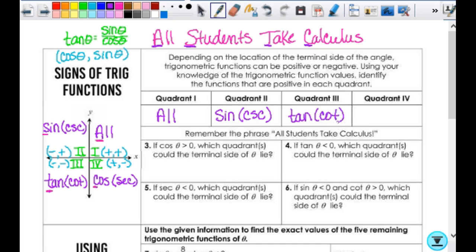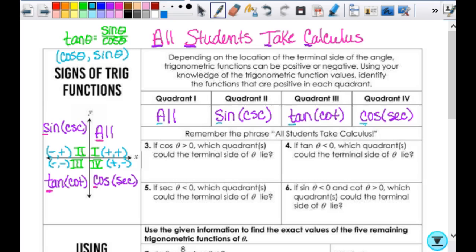Quadrant 4, x is positive, so that means your cosine values are positive, and the reciprocal, which is secant. So again, here is your "all students take calculus." So let's think about that idea and answer some of these questions. It says, remember the phrase, "all students take calculus."